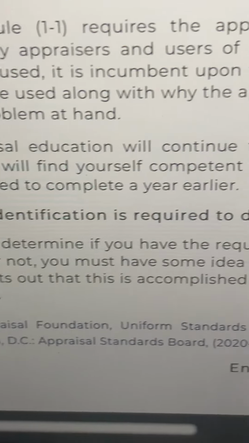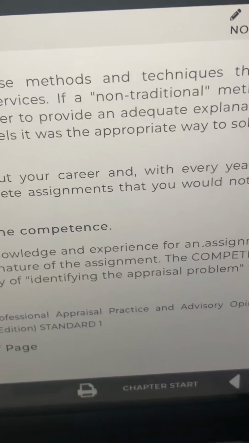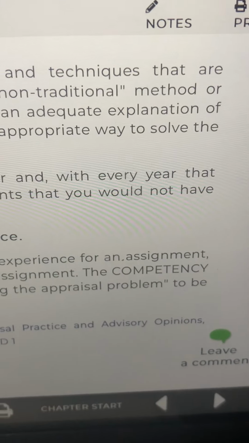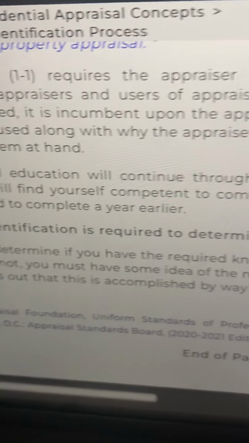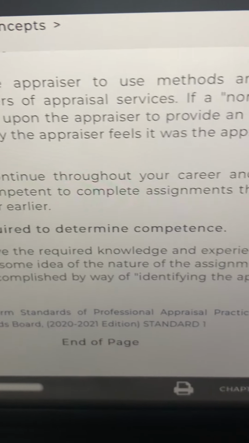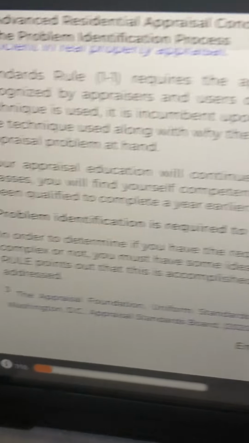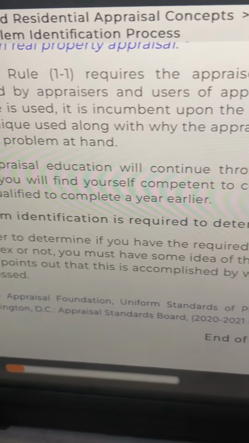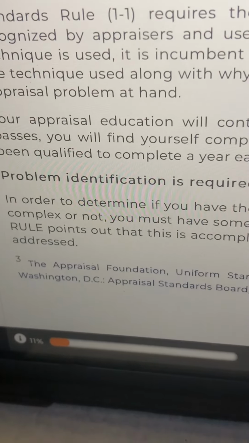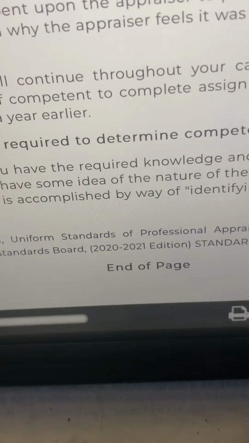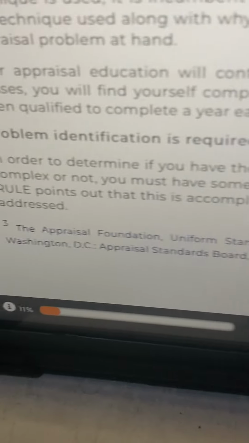Your appraisal education will continue throughout your career, and with every year that passes, you will find yourself competent to complete assignments that you would not have been qualified to complete a year earlier. Problem identification is required to determine competence.